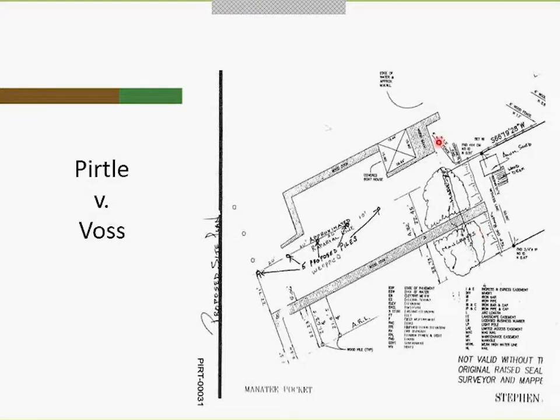These docks already exist. This dock is here first. This dock is here second. Both docks have been there for a substantial amount of time. The properties in this location, which is in Manatee Pocket, along the St. Lucie River, which is a very densely developed shoreline, are each 50 feet wide. So as a result, the old fallback of the DEP setbacks of 25 feet does not apply here.